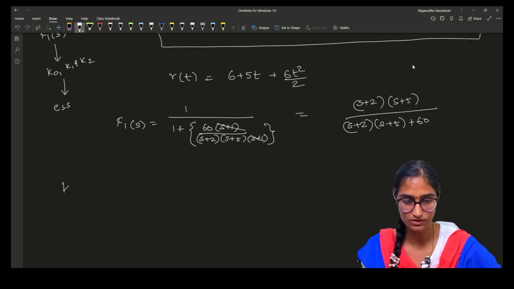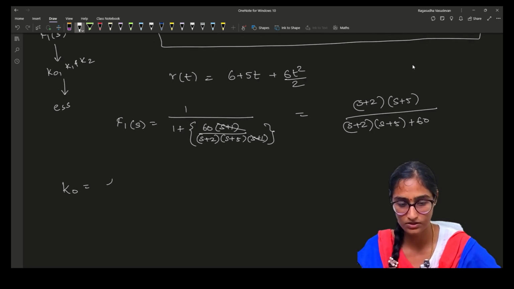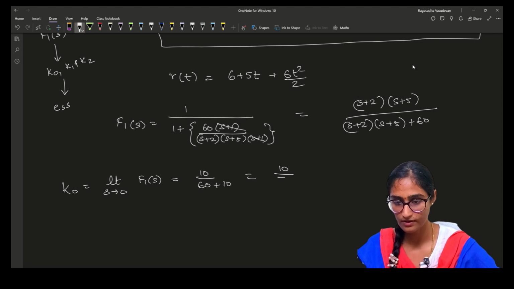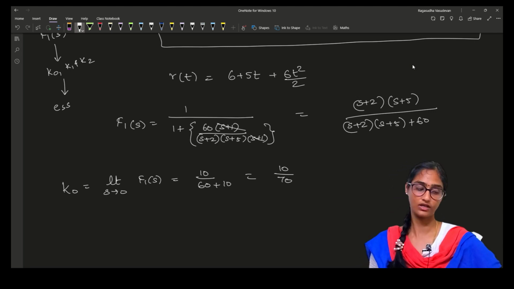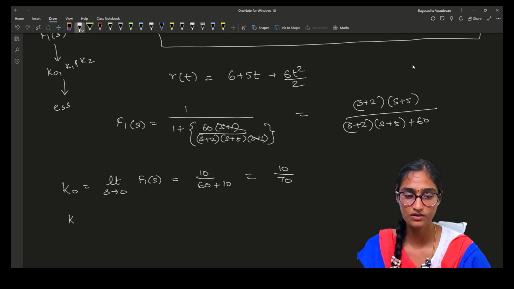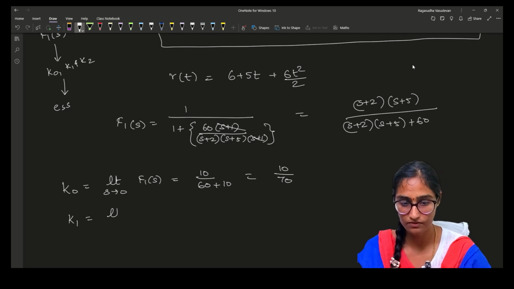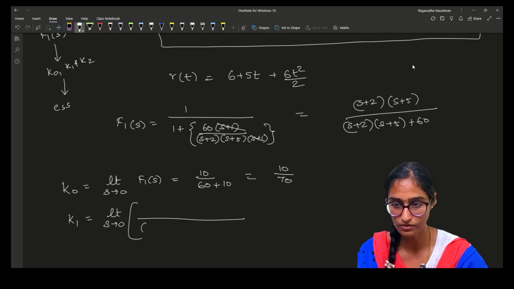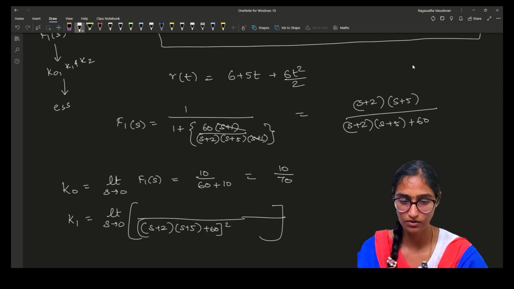So the first thing is, what is K0? K0 is equal to limit S tends to 0 F1 of S, 10 divided by 60 plus 5 into 10, which is equal to 10 divided by 70. So this is the value of K0. Okay, similarly, what is the value of K1? K1 will be limit S tends to 0 first derivative of F1 of S, which is equal to square the denominator, and what will be the numerator?